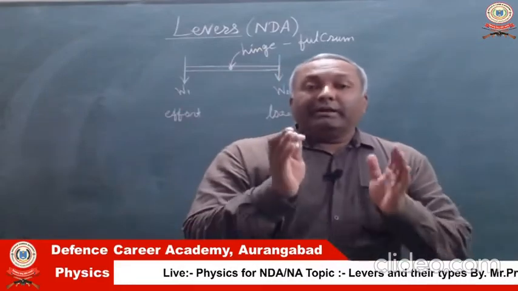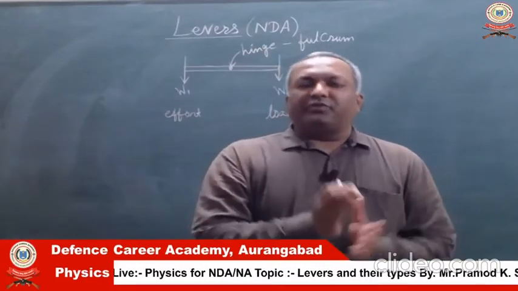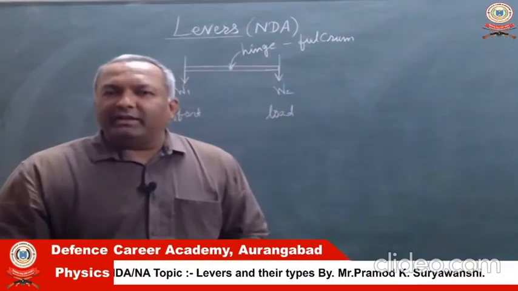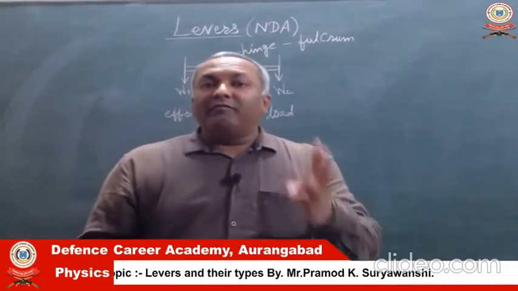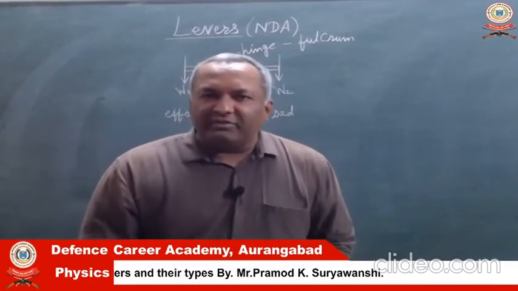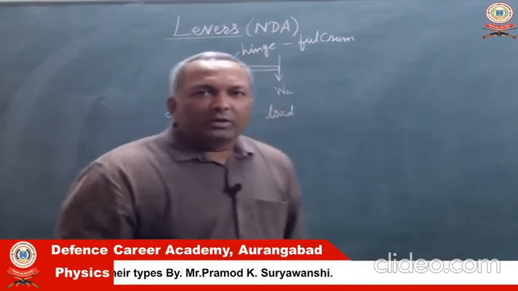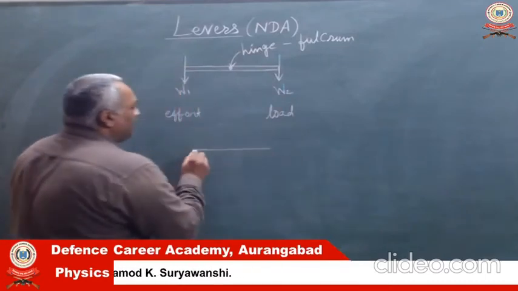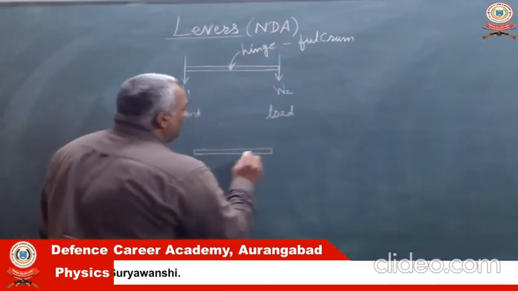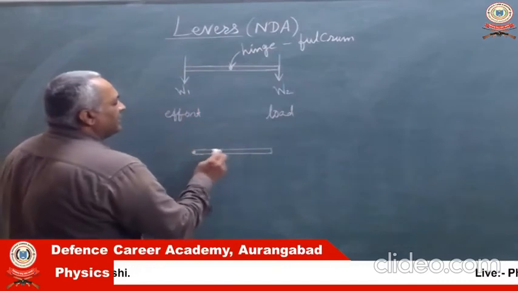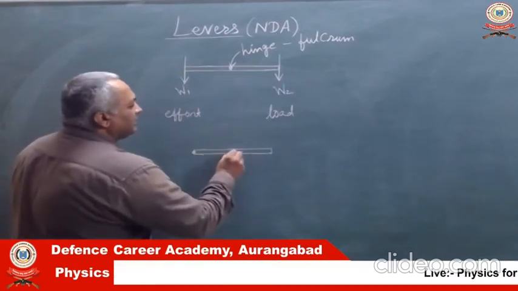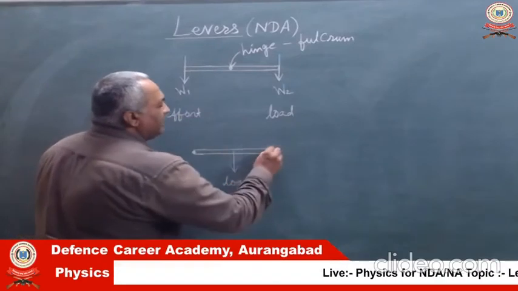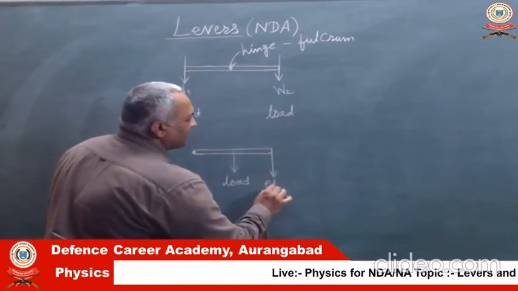Now, depending on the relative position of these three, that is load, effort and fulcrum, the lever can be classified into three types. In the first type, the hinge, that is the fulcrum, is at one end. There is a load in between. At the other end, there is effort.